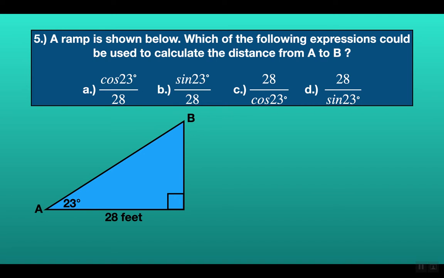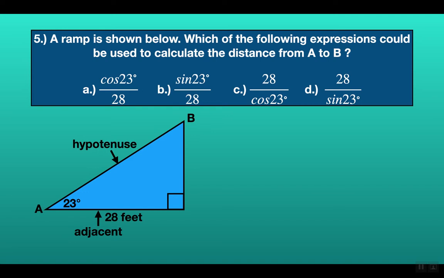Okay, so first let's identify the different sides. From the point of view of the 23-degree angle, we have to do this problem from the point of view of the 23-degree angle because that's the only angle they give us that we could use for the trigonometric functions. You can't use the 90-degree angle. So from the point of view of the 23-degree angle, the 28 feet side is the adjacent side, and the side that we're looking for is the hypotenuse. Remember, the hypotenuse is always the side opposite the 90-degree angle.